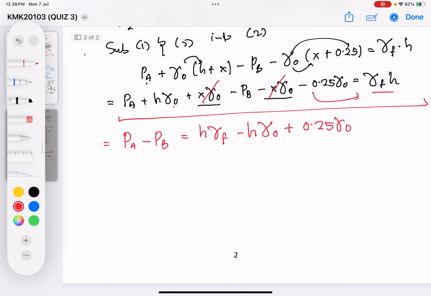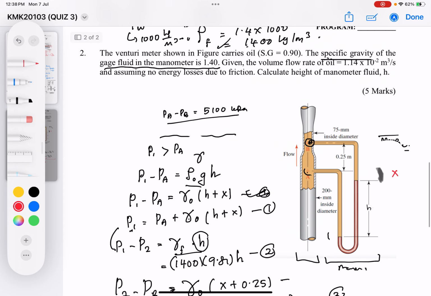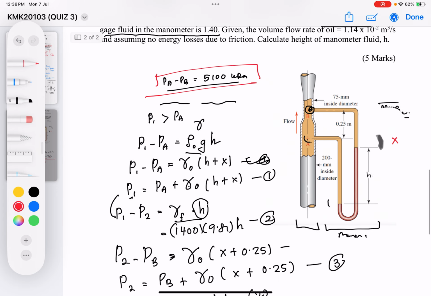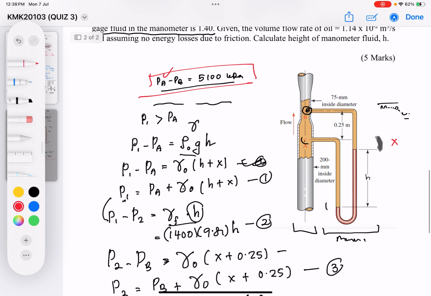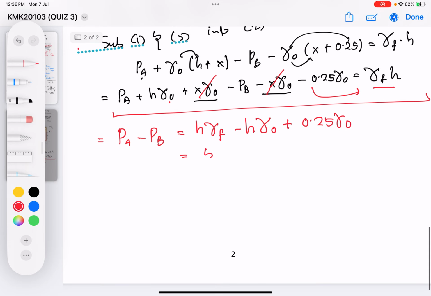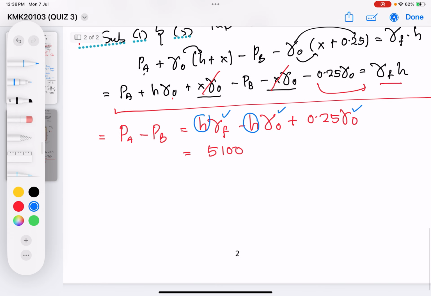Can I really solve it? Yes, because before this, if you remember, I used the Bernoulli's equation to find the pressure difference between point A and point B, which is PA minus PB equal to 5,100. Therefore, this one is actually equal to 5,100. So let's check the terms here. The H is unknown, but the gamma of the fluid and gamma of the oil can be calculated. Therefore, actually I can solve for this one.